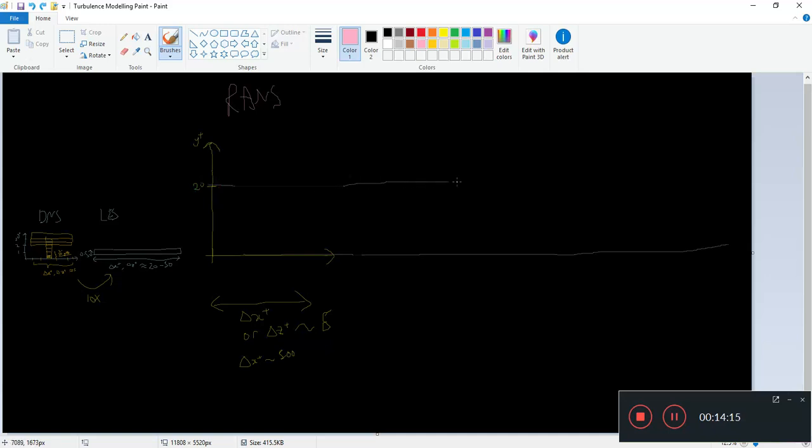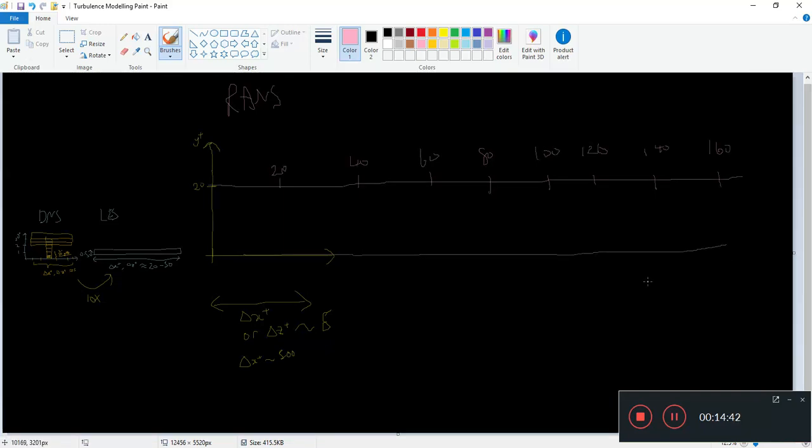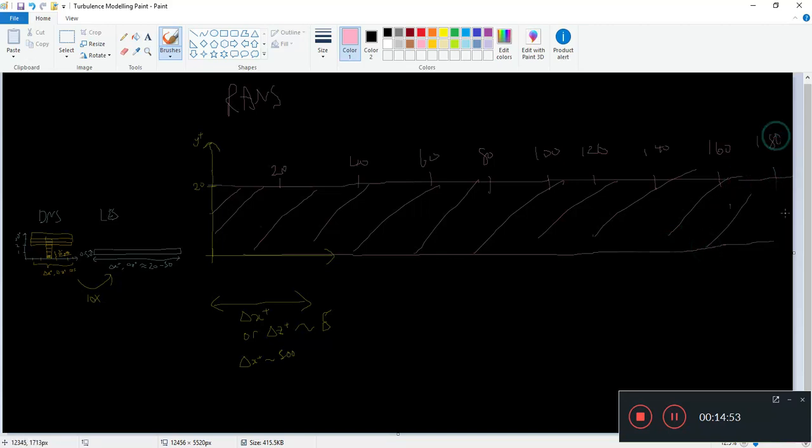Okay, so you have about 20, 40, 60, 80, 100, 120, and you will go off the page. Off the page. 140, 160. So yeah, you see it's really big. This is your RANS grid size, the smallest grid for Reynolds average Navier-Stokes. You can see the grid is so coarse as compared to, let's say, a DNS or even the LES.